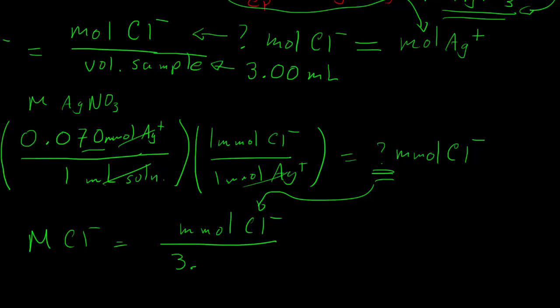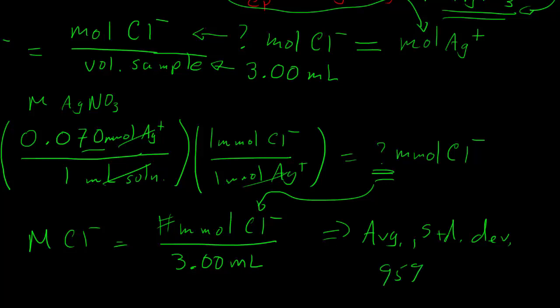For us, let's say we took 3 milliliters. Maybe you didn't use 3 milliliters; maybe you used 5 or 4 or 2 or 1 or some different number, but that's what you'll use. Then from the number of millimoles we calculated, we'll divide by 3, and that will give us the molarity of chloride. That's what we're looking for. And if you did 3 trials, you can then get your average and your standard deviation. Knowing the standard deviation and the number of trials, you can also calculate a 95% confidence interval. So there's an overview of how we do the calculations.